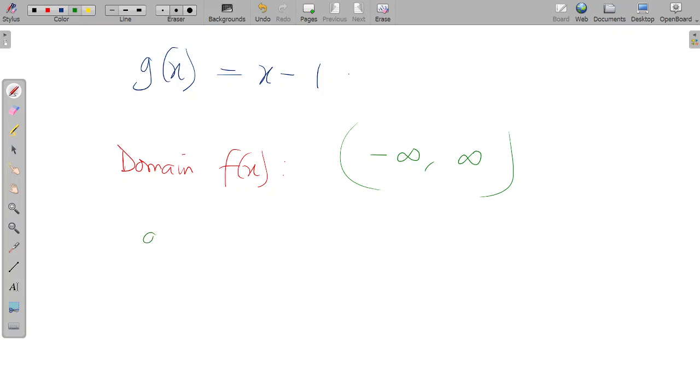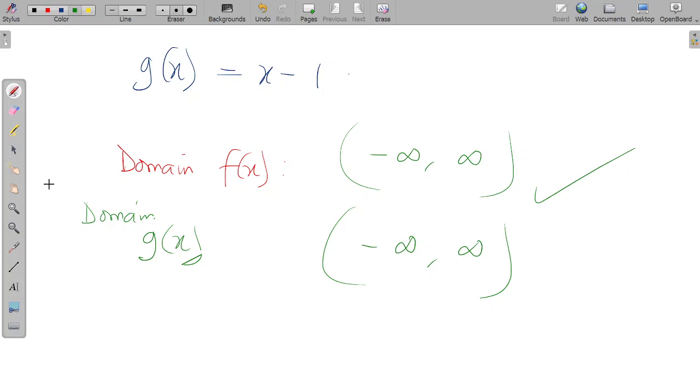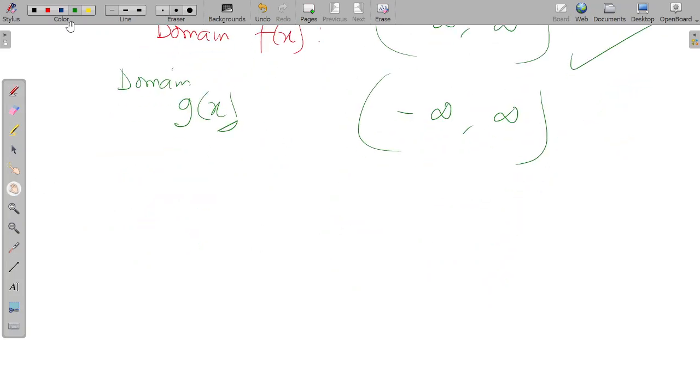All right, so let's find the domain of g of x. Of course, in g of x, we don't have any restriction there. So the domain of g of x is also the whole of the real numbers. Okay, so the first condition is done. That means the domains are the same. All right, so we go to the next one.